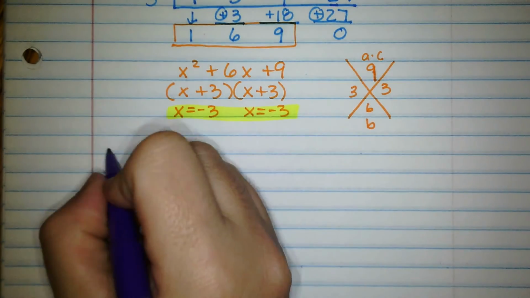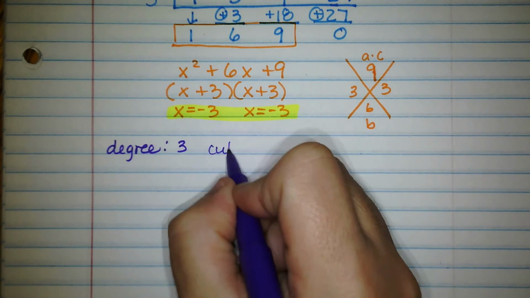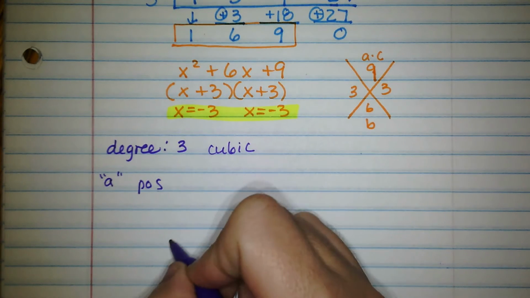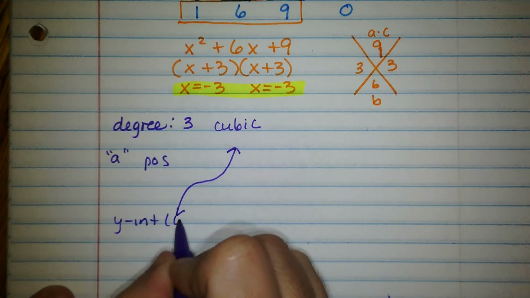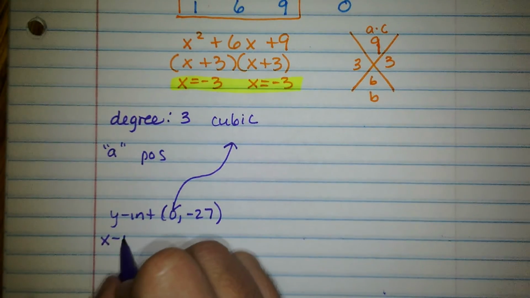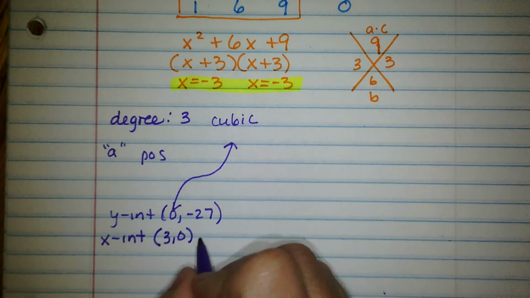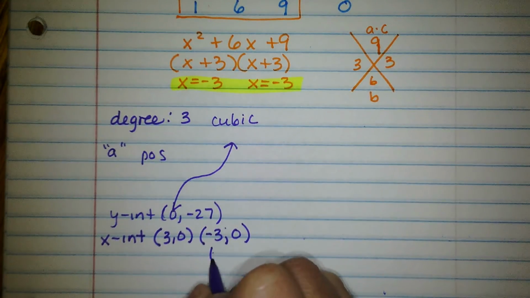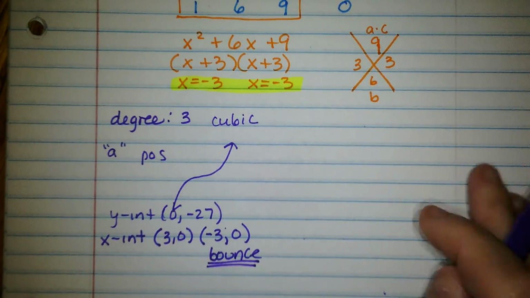Sketchy, sketchy. Degree is 3. It's a cubic. Our a is positive and our end behavior for a cubic when a is positive looks like this. Our y-intercept for this one is (0, the constant), and the constant is negative 27. And our x-intercepts, now watch this. I've got x equals 3, so that's (3, 0). And then I've got x equals negative 3. And this is a bounce. Don't forget, because it happens twice, it is a bounce.